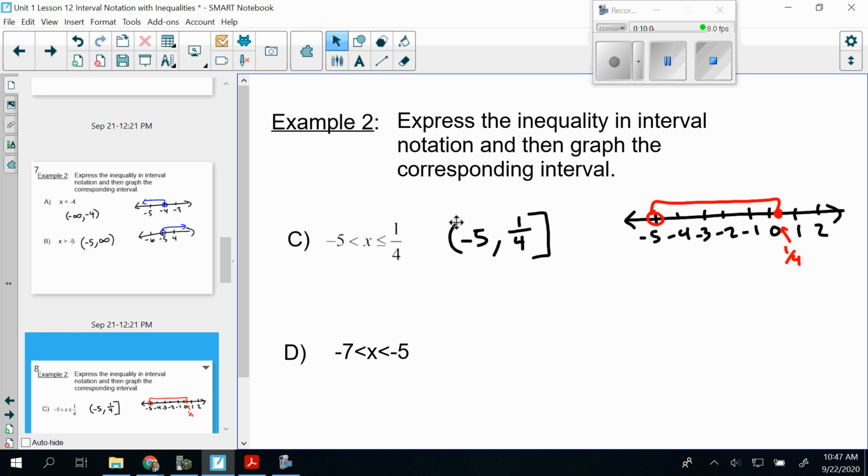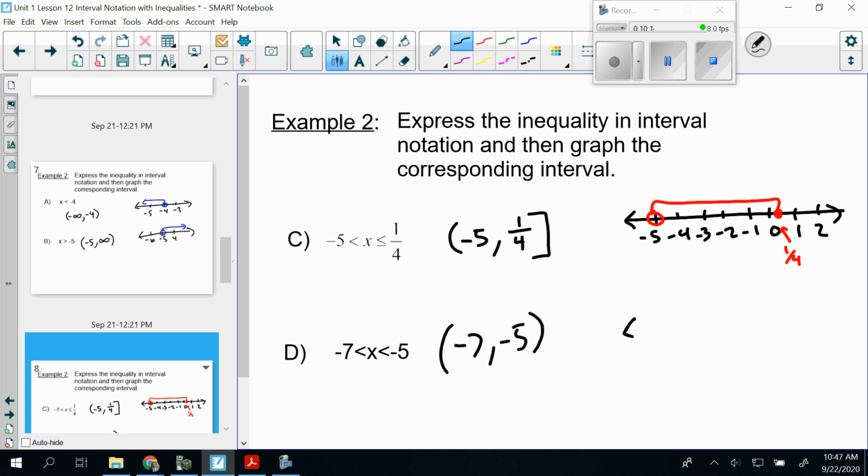The next one, again, we're spanning between -7 and -5 because we're less than -5, greater than -7. Here, parentheses on both because we're not including them. Graph on this one would be numbers between those two, so looking something like this. Open circles, we're not including the numbers.